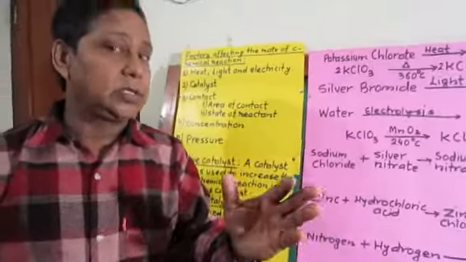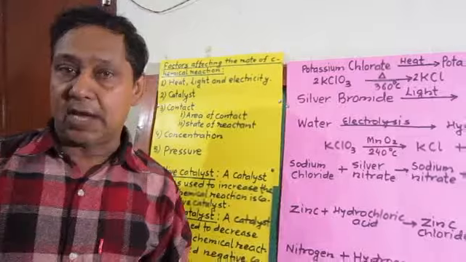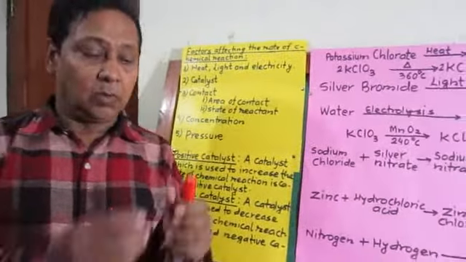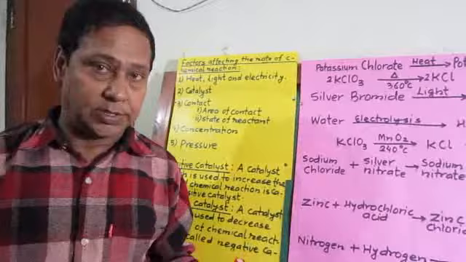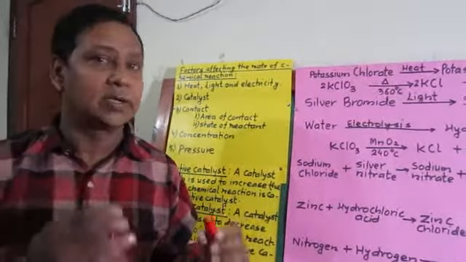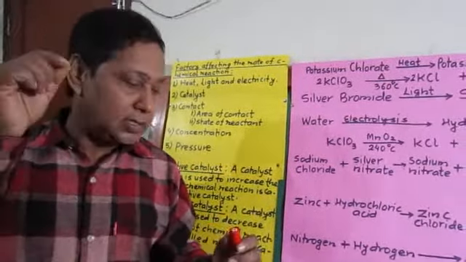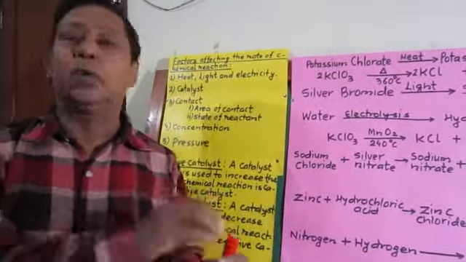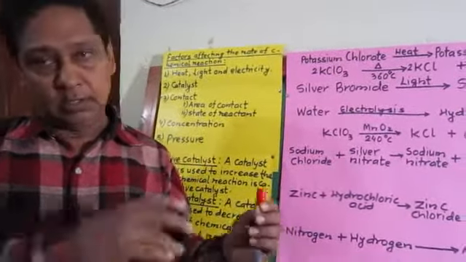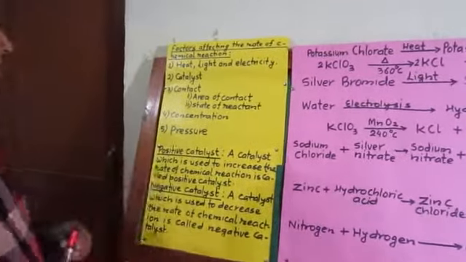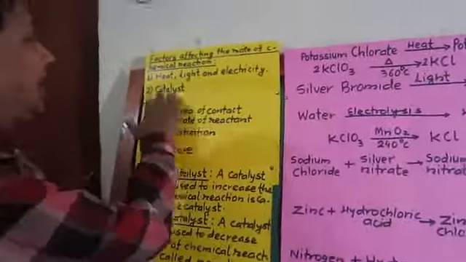Now, there is another example also. Sometimes catalyst is used to decrease the rate of chemical reaction. For example, hydrogen peroxide decomposes into water and oxygen. This rate of decomposition can be decreased by using glycerin. If glycerin is used in hydrogen peroxide, then it will decompose very slowly into water and oxygen gas. Now this is about the catalyst.